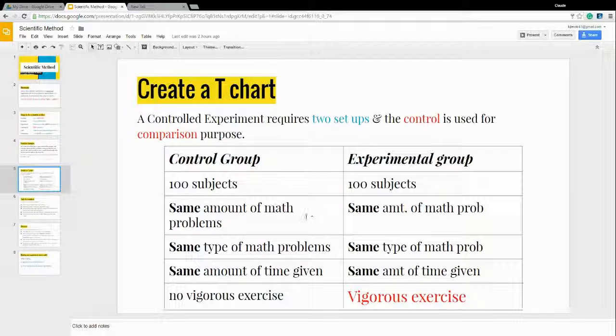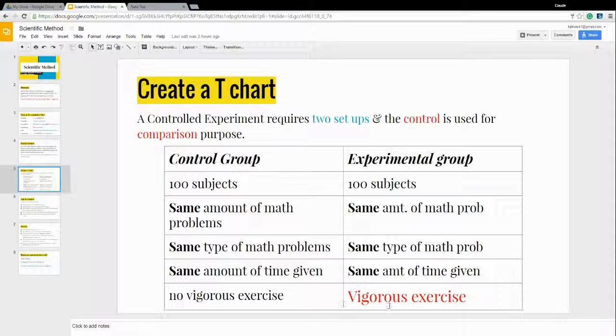Like, for instance, the amount of math problems that should be given to the control group must be the same amount that must be given to the experimental group. The same type of math problems that must be given to the subjects here must be given to the subjects here. If you give the subjects in the control group 20 minutes to solve these problems, you need to give the same amount of time to the subjects in the experimental group.